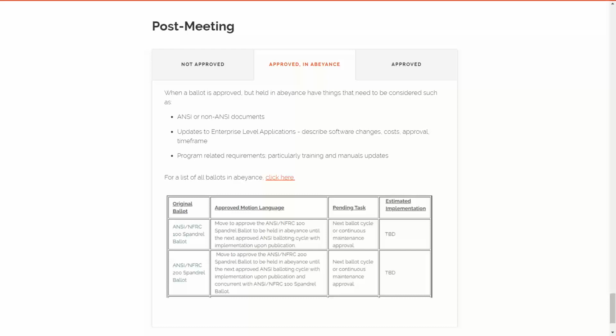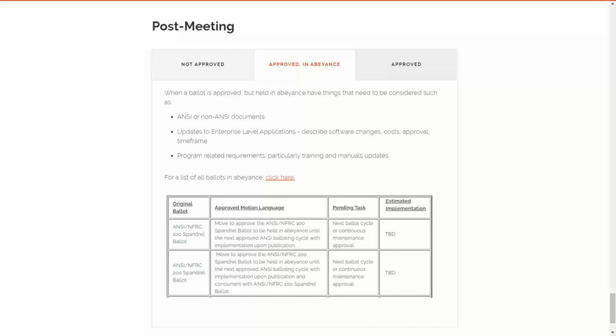Maybe there's an update to our enterprise level application, such as the CPD. The business rules, the cost to do that, the time frame, and the approvals to get those changes done will happen before we implement changes to the documents. And then there are sometimes program-related requirements. Sometimes training or manuals need to be updated, and that will delay the implementation of approved ballot language.